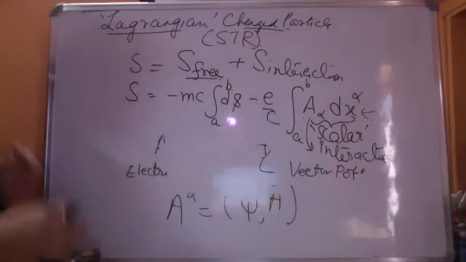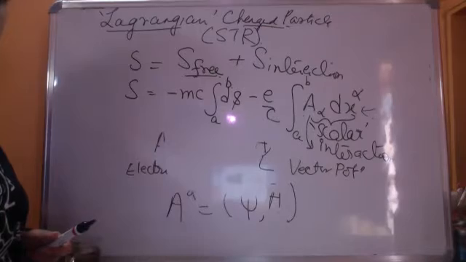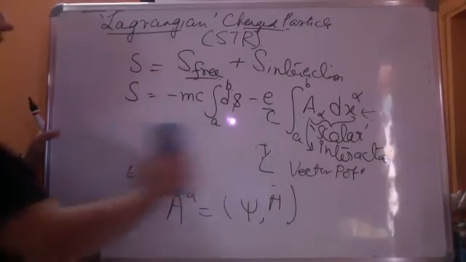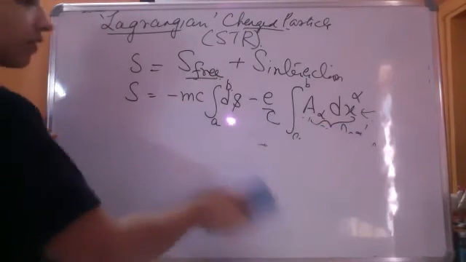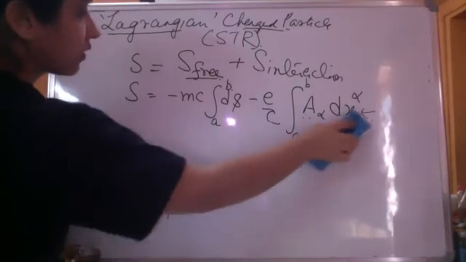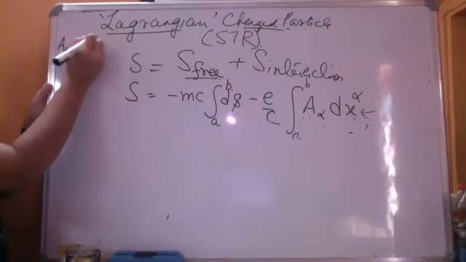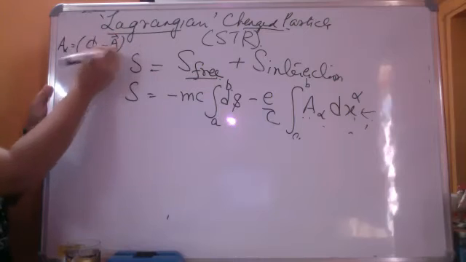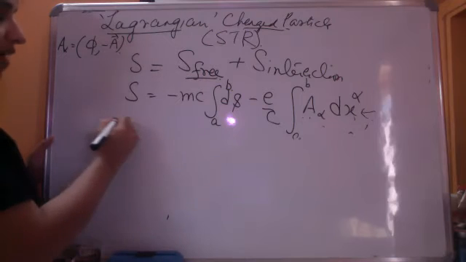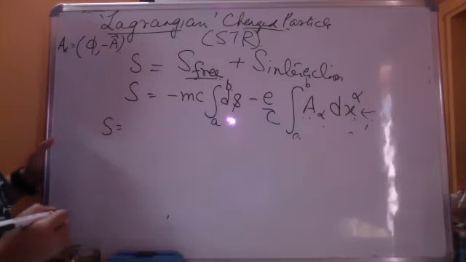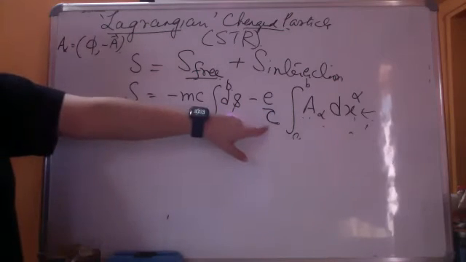Okay, so if I start with this action, and I put back the components of A alpha here, I can write my... Shouldn't it be e by c? Sorry? Shouldn't it be e by c? That's okay. I put the c here.